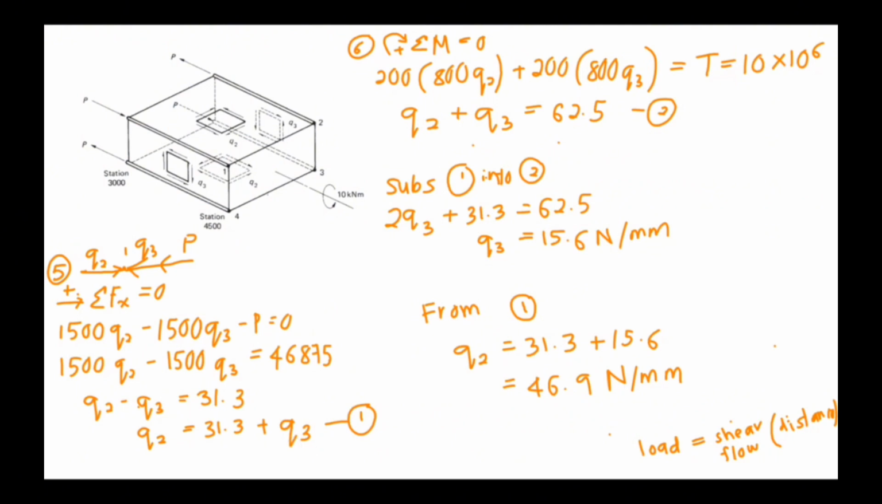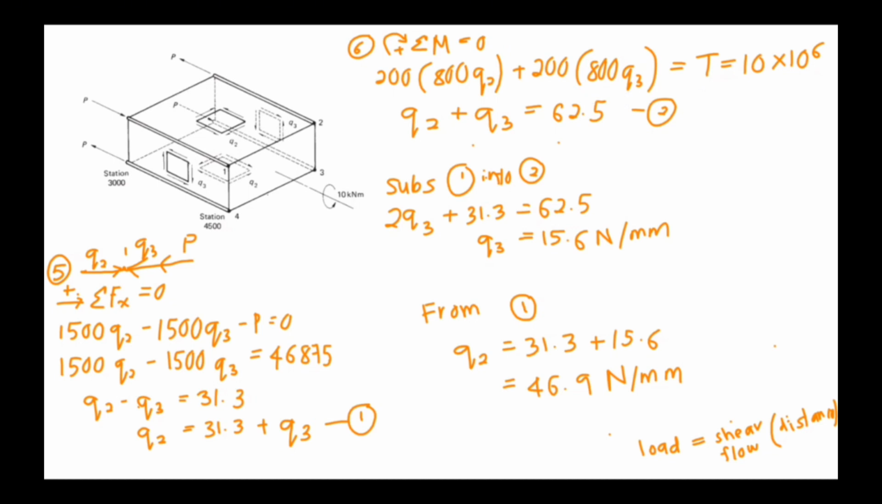Next, since we have two variables, we need to create one more equation. We know that the resultant of the shear flows Q2 and Q3 must be equivalent to the applied torque. So the moments about the center of symmetry at any section in the bay is equal to the applied torque. So we substitute the value, which is the moment arm for Q2, which is 200, times the load of 800 for Q2, plus the moment arm 200 times the load, which is 800, for Q3, is equal to the torque.